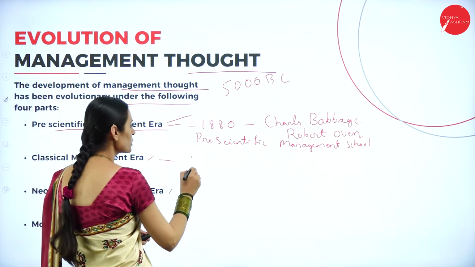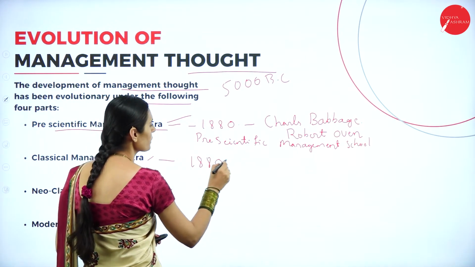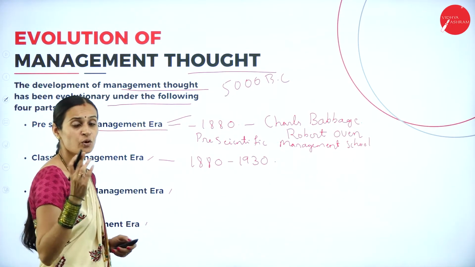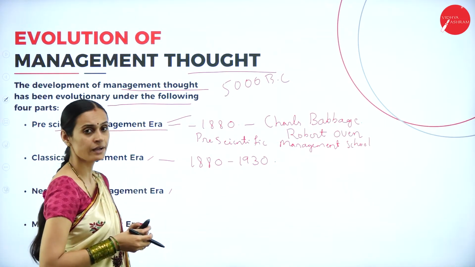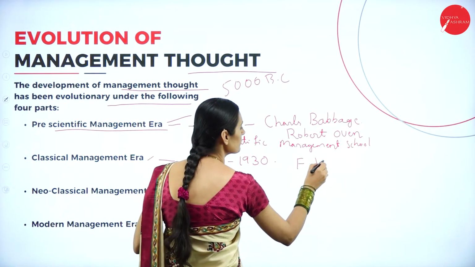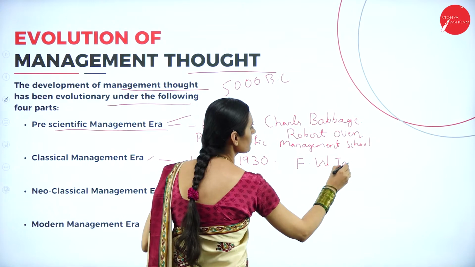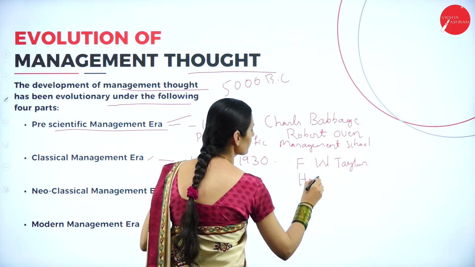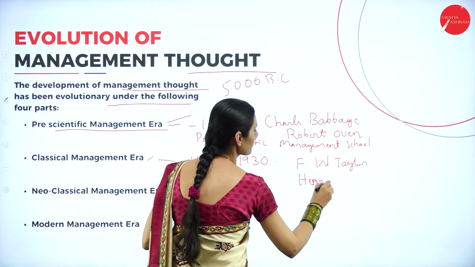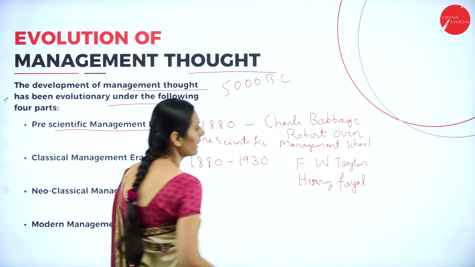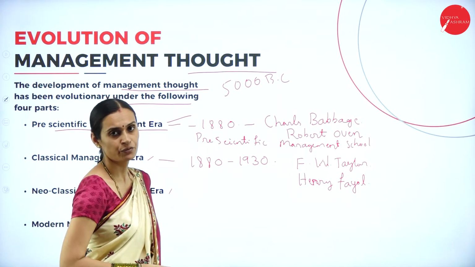And the second one, the classical management era. What is the time duration? 1880s to 1930. Again, there are two important thinkers who contributed to this era: F.W. Taylor and Henry Fayol.